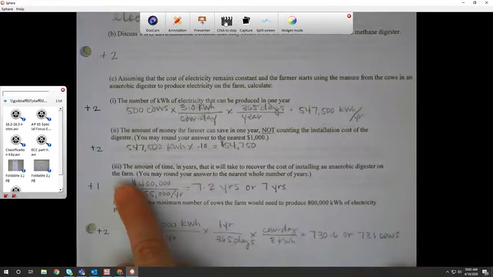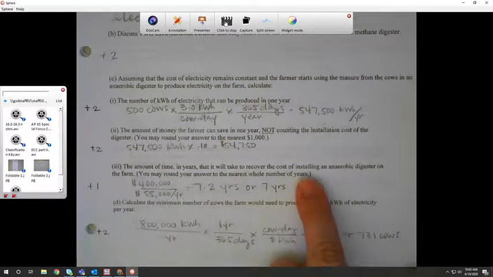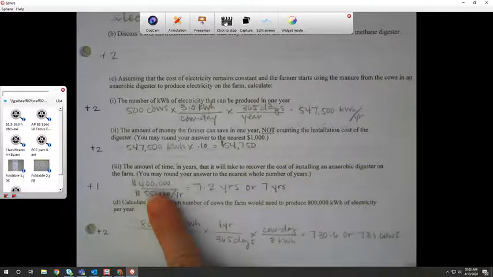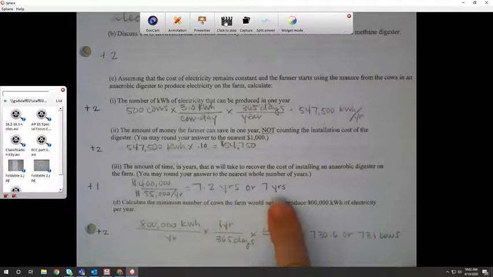And Roman numeral 3, the amount of time in years that it will take to recover the cost of installing the anaerobic digester on the farm. So it costs $400,000, and we make $55,000 per year. So we divide those two, we get about 7 years, a little over 7 years.